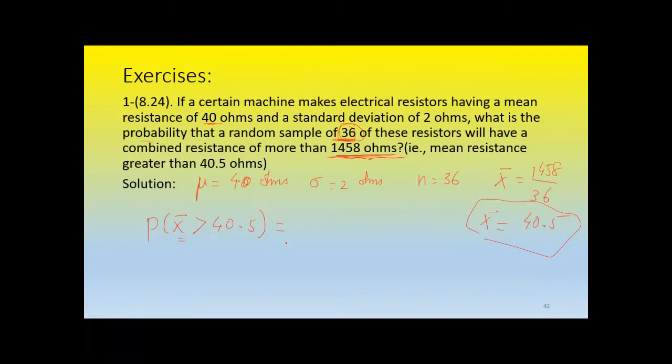The right side of z you have to find, isn't it? So find z. The formula for z is x bar minus mu over sigma by root n. What is x bar? It is 40.5. What is mu? Minus 40, divided by sigma by root n. Sigma is 2, root of n is 6. So it is 2 over 6. Use your calculator. You will find it is 1.5.